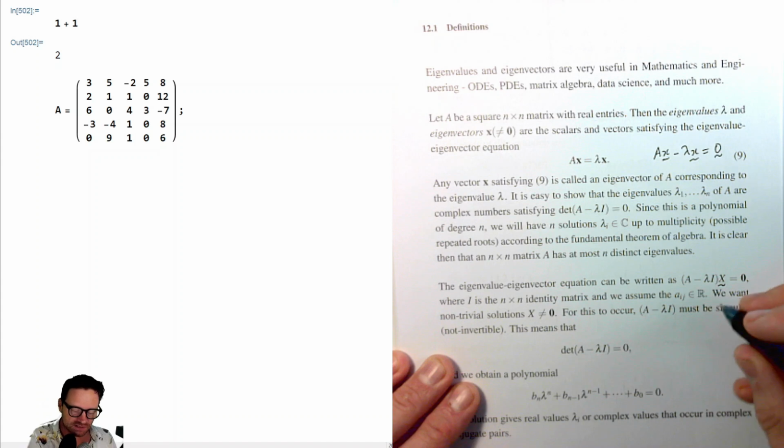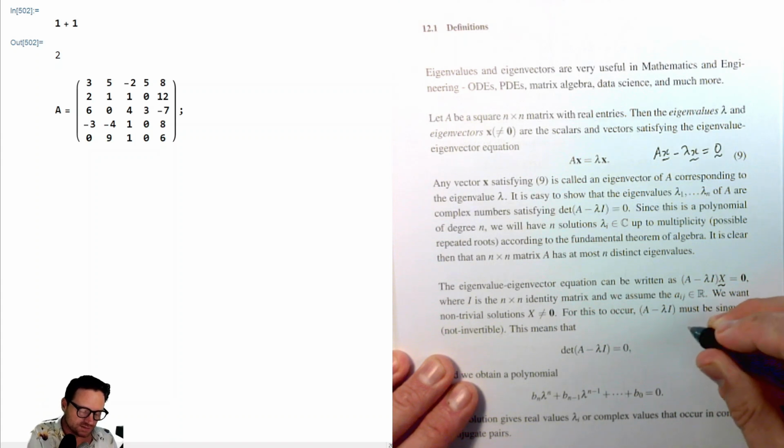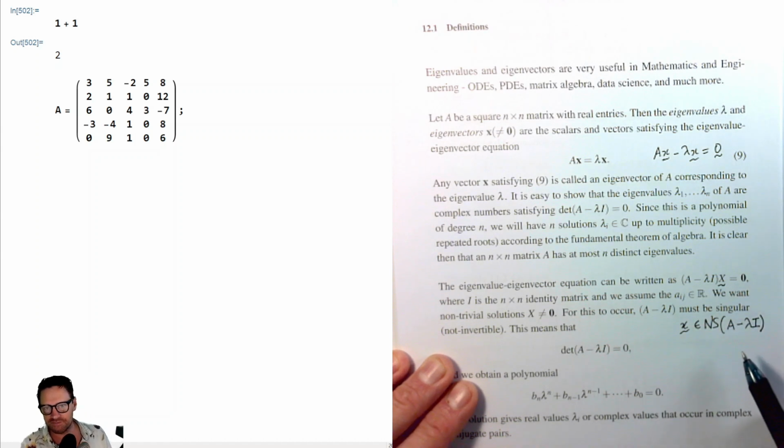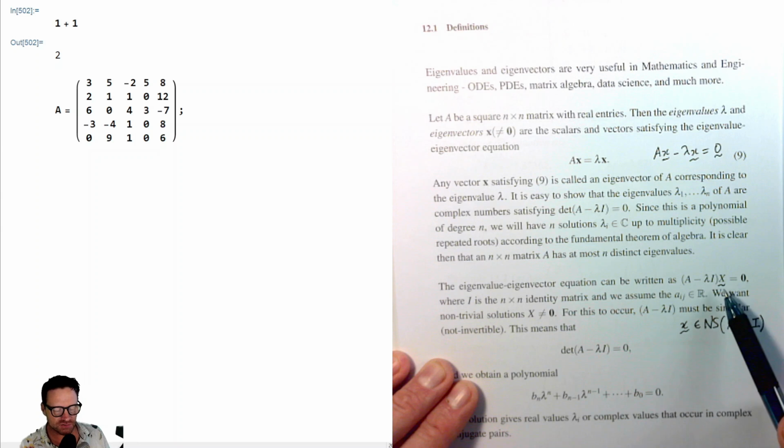Right, now also notice that the vector x is an element of the null space of A minus lambda I. And since this is a vector space, there are infinitely many elements of this null space. So when you choose your eigenvector, you want to choose a simple version, right? You don't want to take some large scalar multiple of the simplest version.